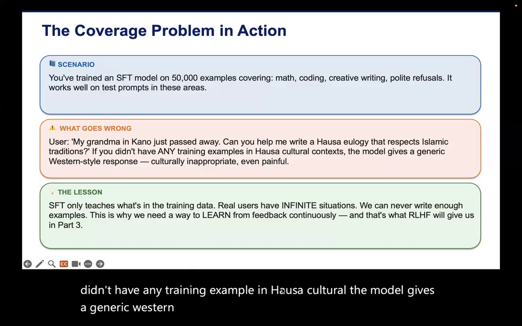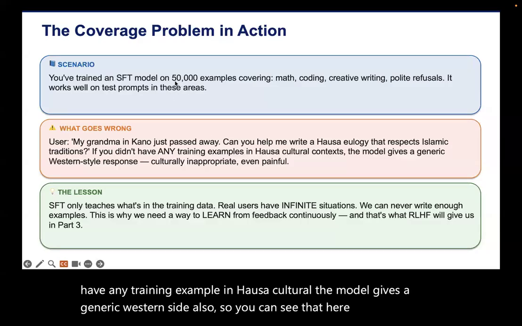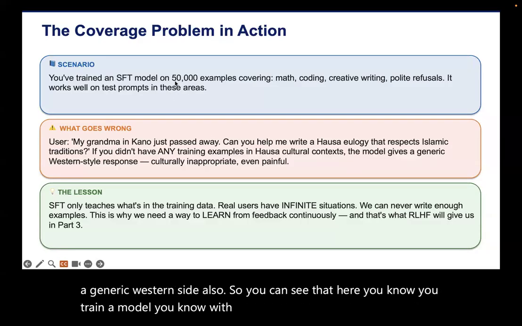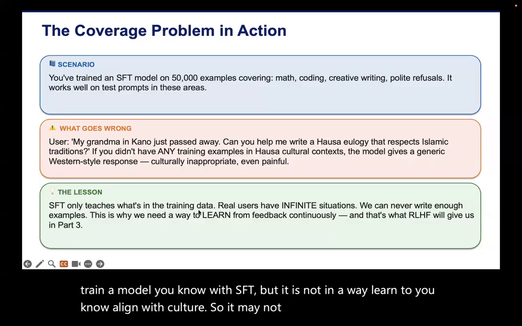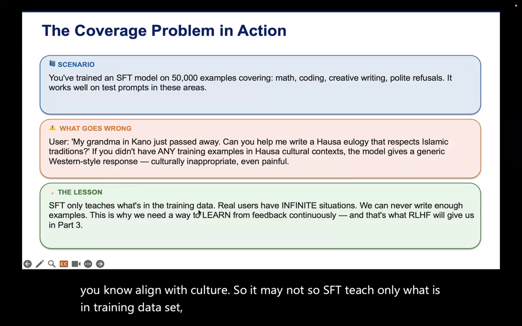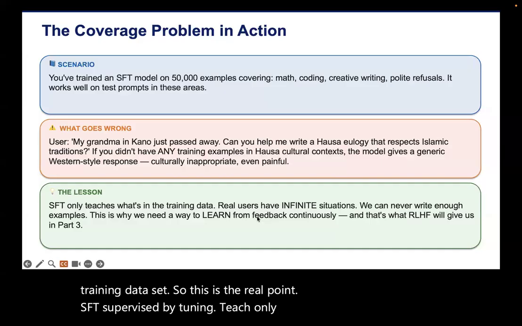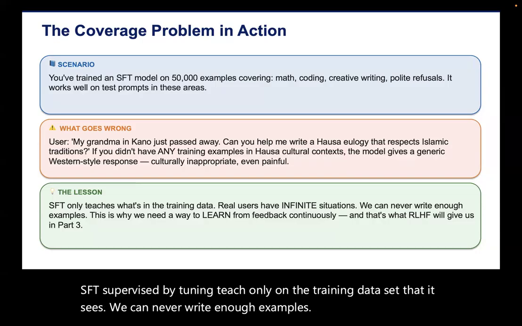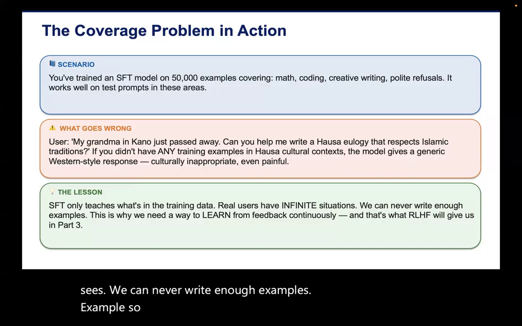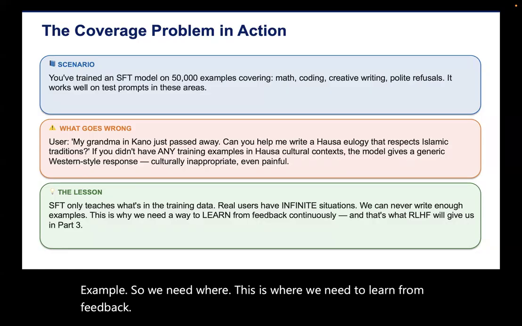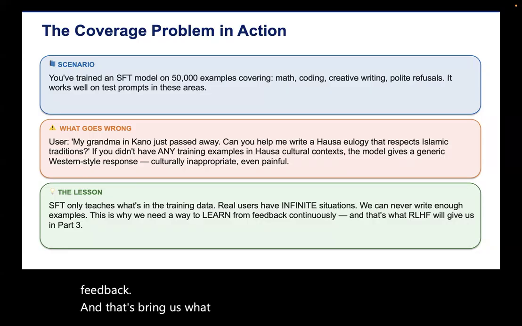So you can see that here, you train a model with SFT, but it has not learned to align with culture. So SFT teaches only what is in the training data set. So this is the real point. SFT, supervised fine tuning, teaches only on the training data set that it sees. We can never write enough examples. This is why we need to learn from feedback. And that brings us to what we call RLHF that we discussed.